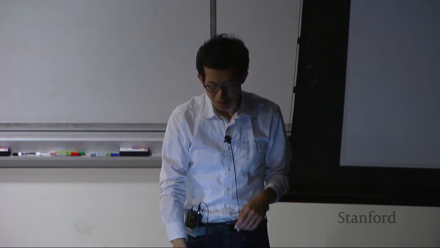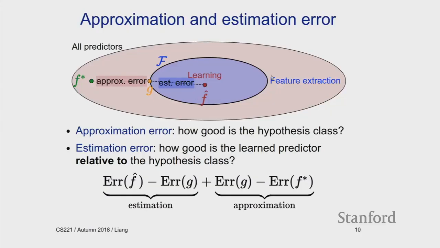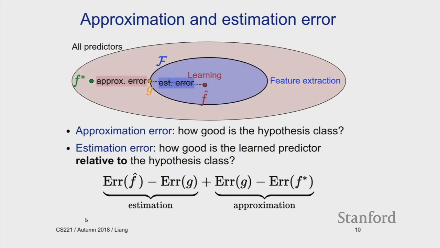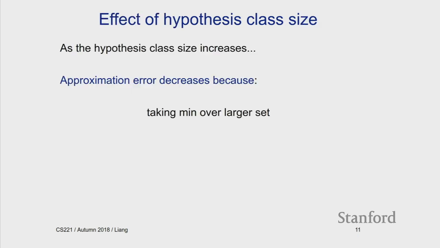You're getting closer to the real classifier. Yeah, you're getting closer to the real classifier because when you increase this set, this distance is going to be smaller, because you're taking a minimum over a larger set, right? So remember, this G is basically the minimum loss over this entire set. If you take a minimum over an even larger set, the minimum can only go down.